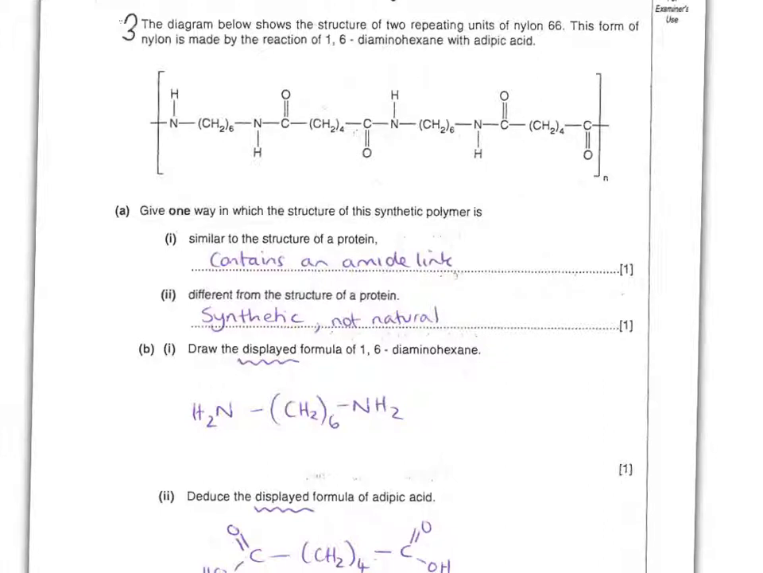Question 3 is about the polymer nylon, and it asks for a similarity to a protein, and the similarity is the presence of the very distinctive amide link. We compare this to the ester link in a polyester. This is an amide link, a carbonyl bond next to a nitrogen. The difference of nylon to a protein, of course, is that a protein is natural and nylon is synthetic or man-made.